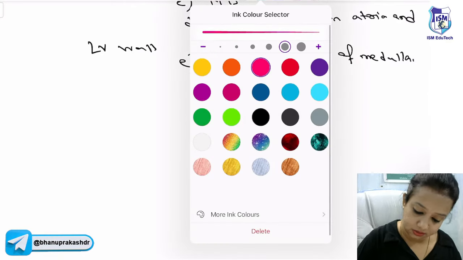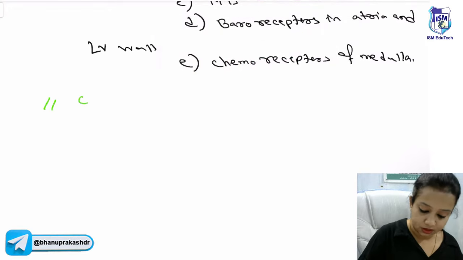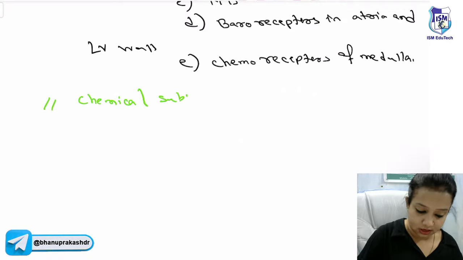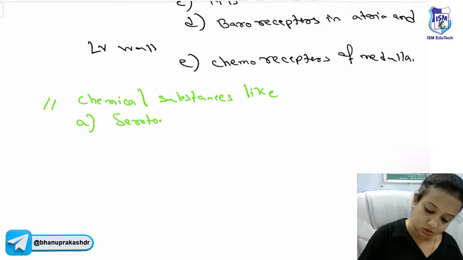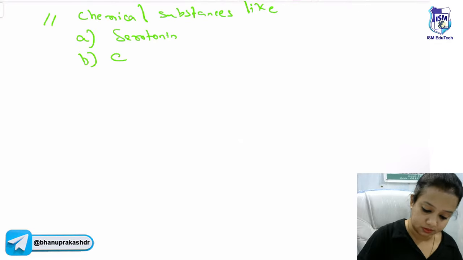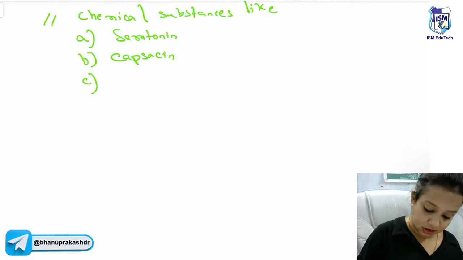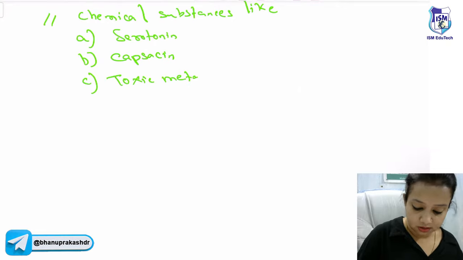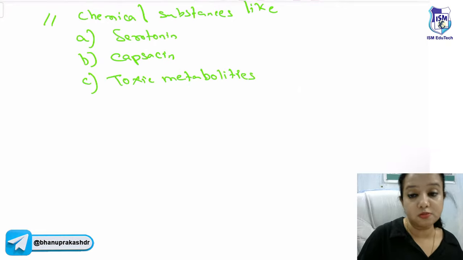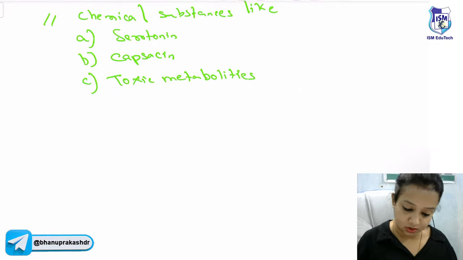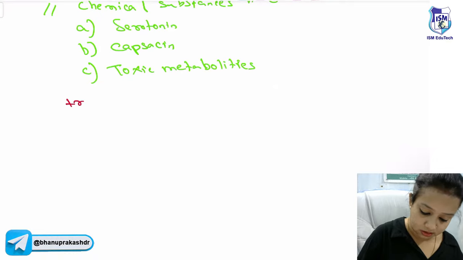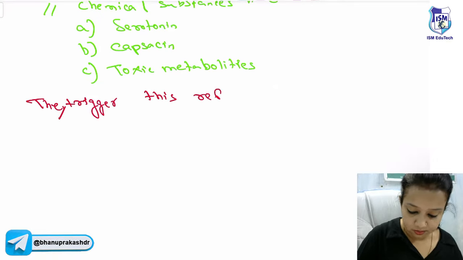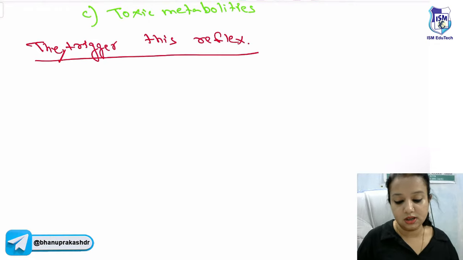Now this reflex is triggered by chemical substances like serotonin, like capsaicin, like toxic metabolites, and very often patients of myocardial infarction elicit this reflex. Okay, these substances trigger this reflex.